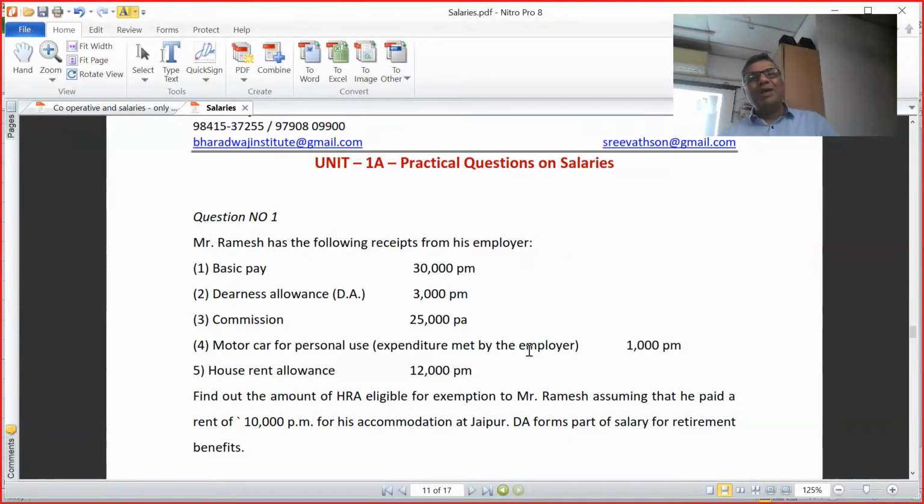Onus is not on the employer. When I am teaching you 192, I will tell you. Employer should collect all the data. Employer becomes an assessing officer for the employee. Law has made it so.